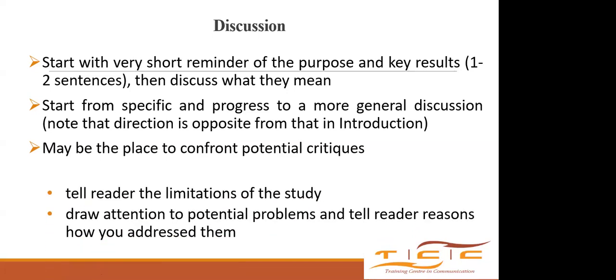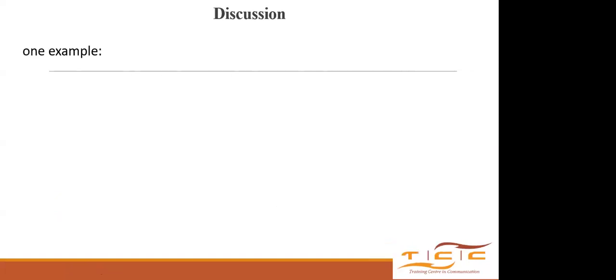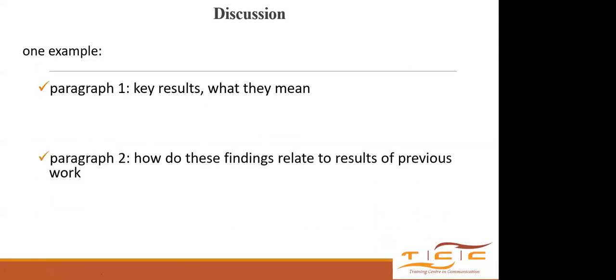Okay. Here is also where you could tell the reader of the limitation of the study, draw their attention to potential problems, and tell the reader how you addressed them. And one example is the first paragraph could be the key results and what they mean. So you could start by writing the key results. What are the main results? Because as I said, you could have other smaller results that you can also discuss later. But the first paragraph could be talking about the key results and what they mean.